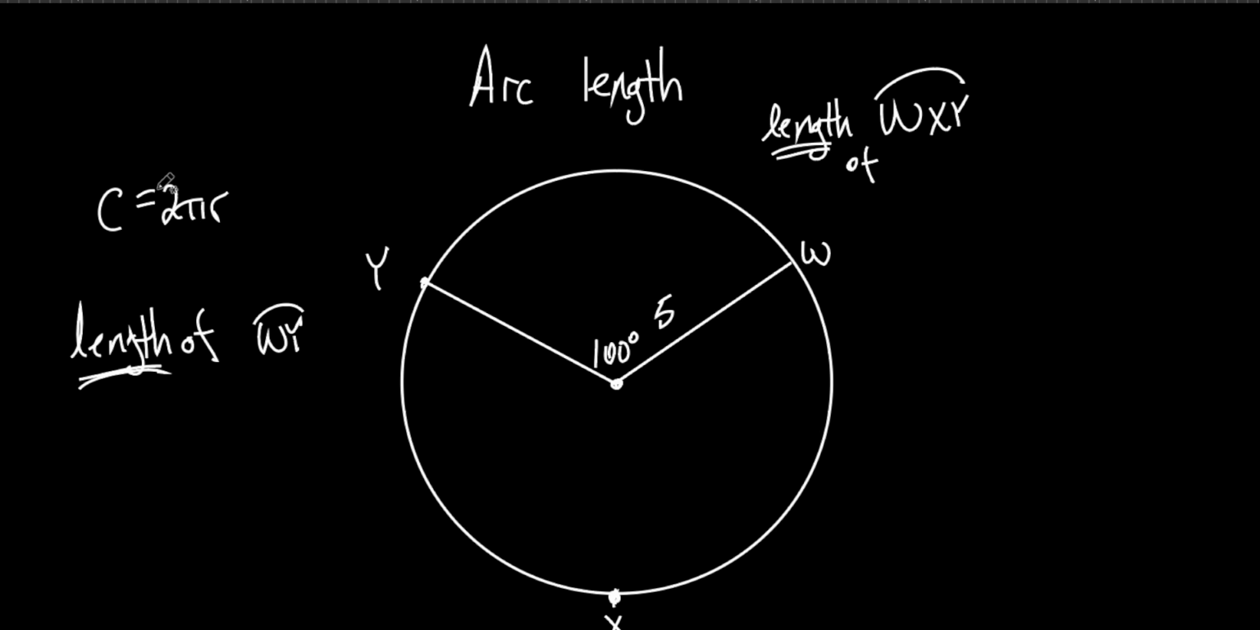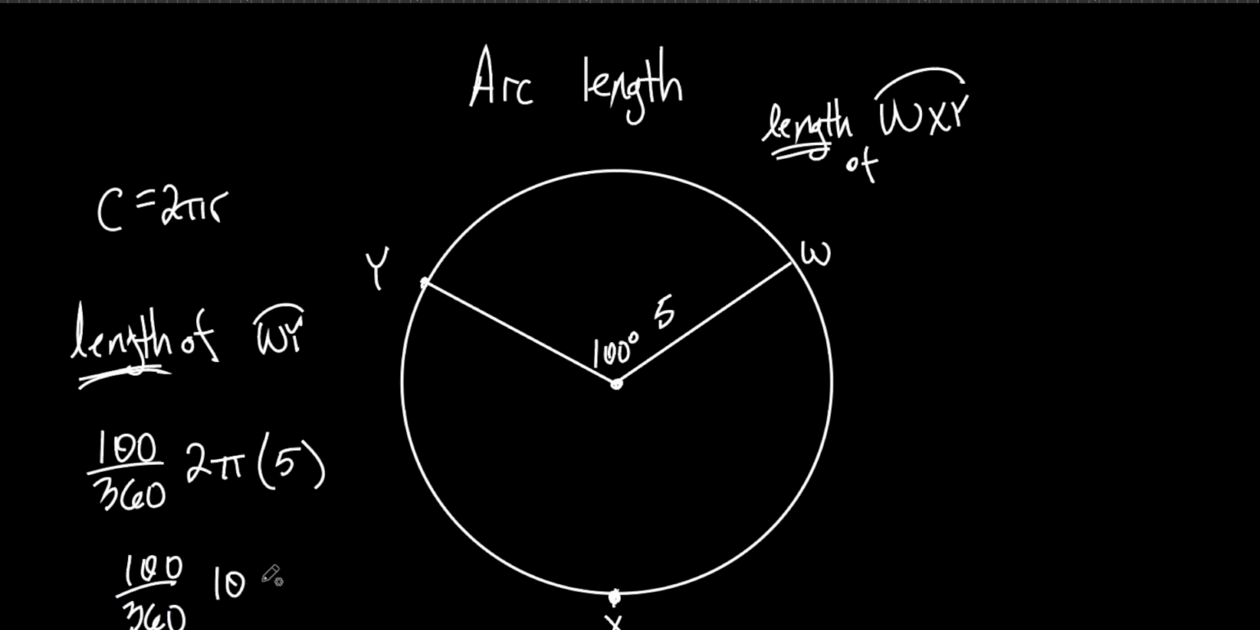How much of the circle am I finding? WY. 100 degrees out of what? 360. 360, theta, okay? Times what? 2 pi r. That's right, I forgot the 2. 2 pi, and then what's our r in this situation? 5. Everybody see that? That's 10, right? So what do we have? We have 100 over 360, and then we have a 10 and a pi.